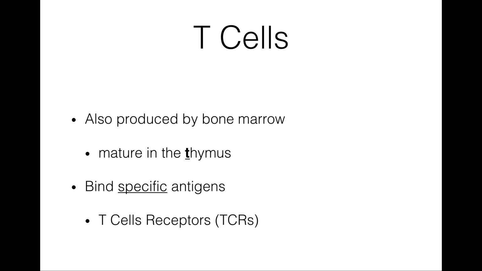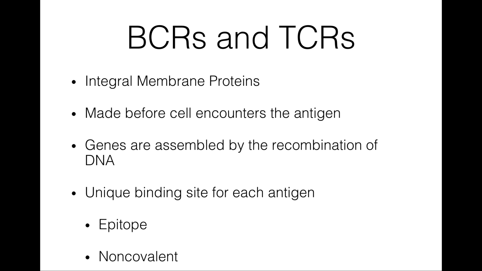On the other hand, we have T cells, which, even though they are also produced in the bone marrow, mature in the thymus, which is an organ in the lymphoid system. So again, the T for thymus gives you T cells. But also like B cells, they bind specific antigens and have T cell receptors. So now we're going to talk about how they both are similar.